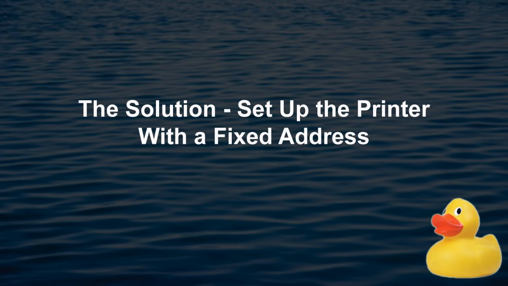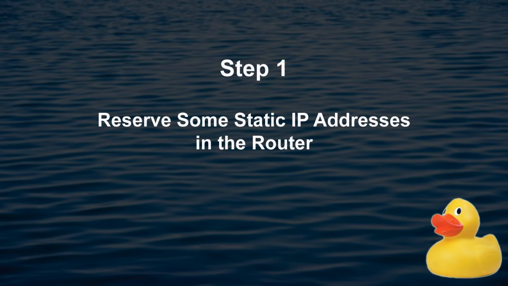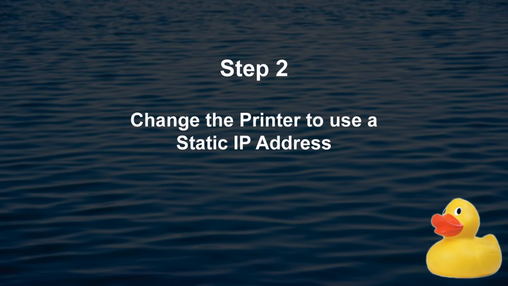Okay, that's enough on the problem. How do we go about sorting this? There are three stages that we need to carry out. First thing we need to do is reserve some static IP addresses in the router so that it's not allocating an address to the printer each time it turns on. Second step is to change the printer itself so that it doesn't ask for an IP address anymore but just uses a static one that we've given it.